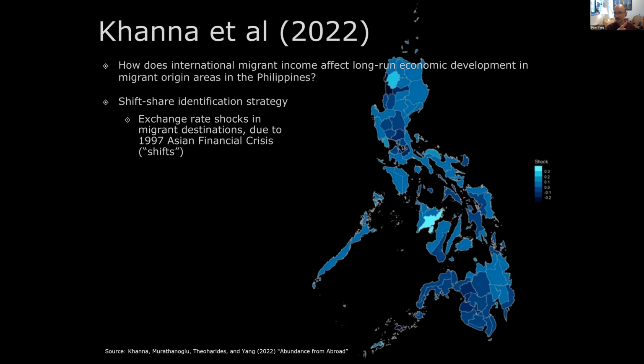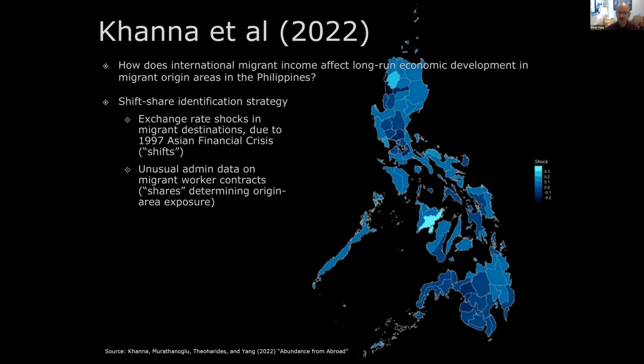The different exchange rate shocks experienced by different migrant destinations due to the 1997 Asian financial crisis. These actually turned out to be useful for looking at long run effects as well, because these exchange rate shocks were highly persistent themselves. We show in the paper that they actually persist up to 20 years later. So the shock that a particular exchange rate experienced in 1997 is highly predictive of where that exchange rate is even 20 years later. These are shifters that operate in the long run that we can use to look at long run development outcomes.